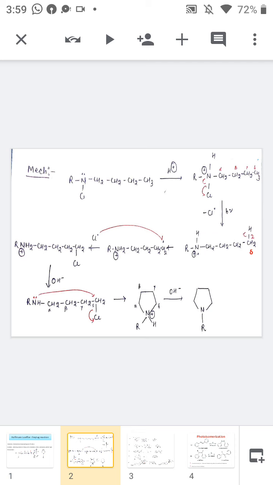Then if you are treating with OH minus ion, what will happen? It will pick out the chlorine, and the radical in the delta position combines with the radical on the nitrogen and we get a cyclic product. After that, we know that there is a positive charge on the nitrogen since the valency of the nitrogen is 4. So in order to eliminate the charge on the nitrogen, the hydrogen is liberated. So we will get this as the product.